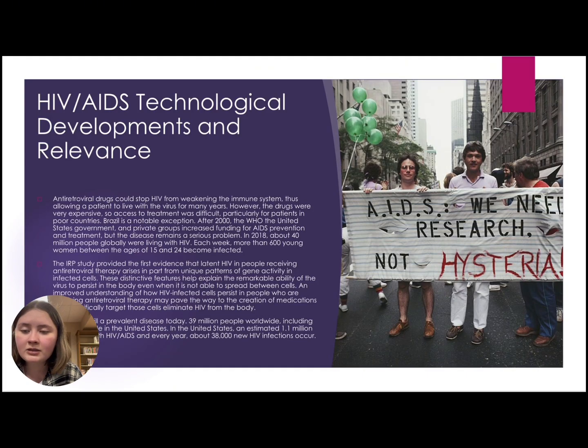HIV and AIDS is still a prevalent disease today. 39 million people worldwide, including 500,000 people in the United States. An estimated 1.1 million people die of HIV and AIDS a year. About 38,000 new HIV infections occur every year.